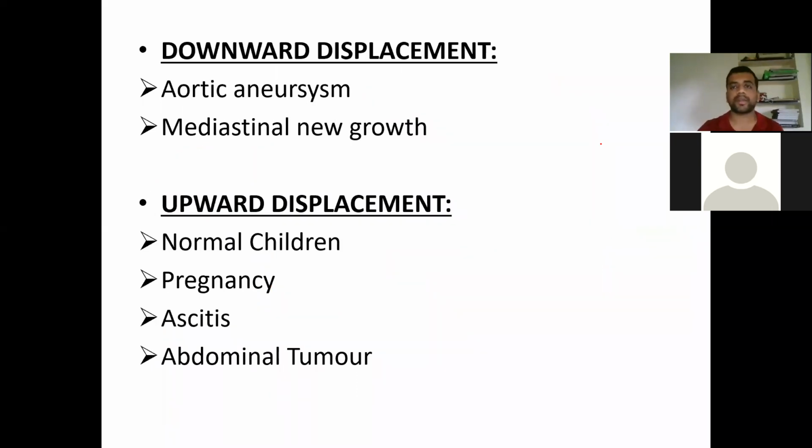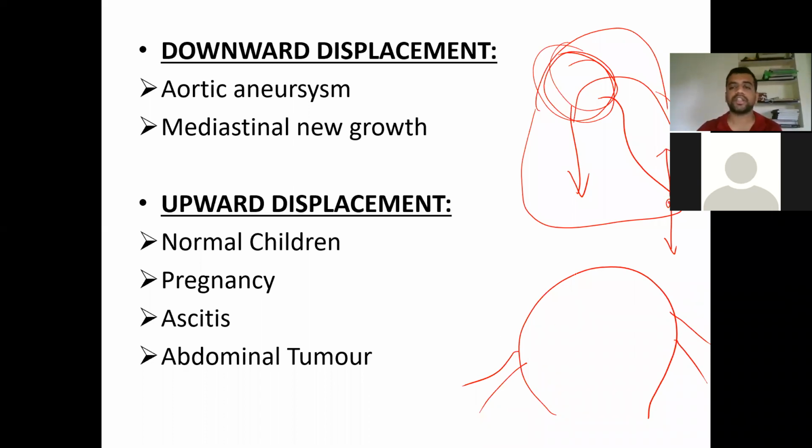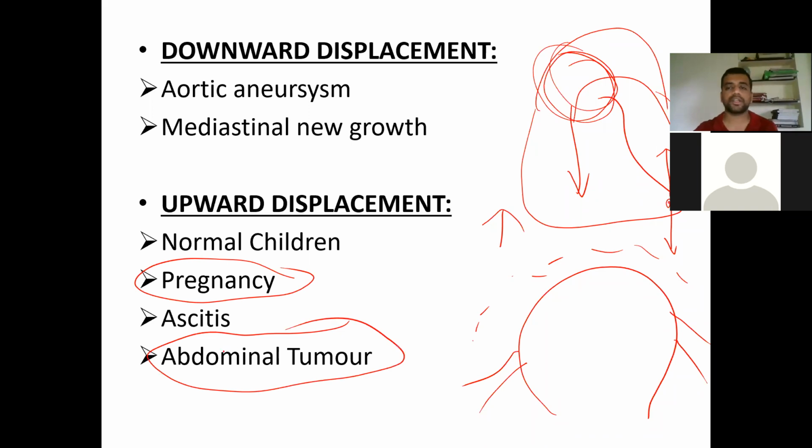Downward displacement of the apical impulse: for example, if this is the mediastinum and we have got the aorta going like this, if there is a large aneurysm or large tumor which does not have space, it can push the mediastinum downward and cause the apical impulse to be pushed slightly downward. Upward displacement: if the uterus is expanding here, as in pregnancy, that may push up the diaphragm as well as the LV apical impulse. In children, usually the abdomen is huge, so sometimes it may be pushed up. And rapid fluid accumulation here will also push up the diaphragm, like pregnancy or tumor, both are the same. So that may cause pushing up of the diaphragm and of the apical impulse.